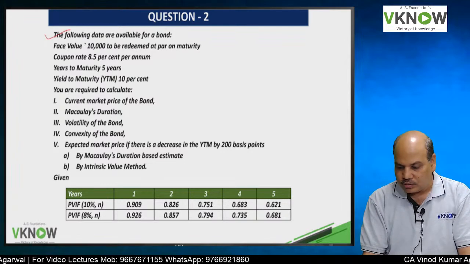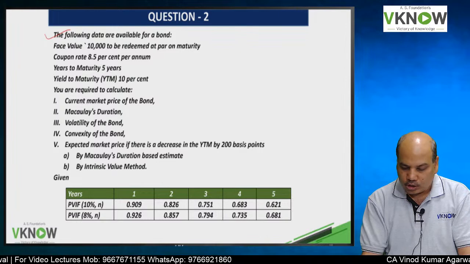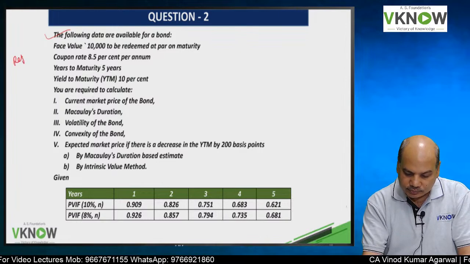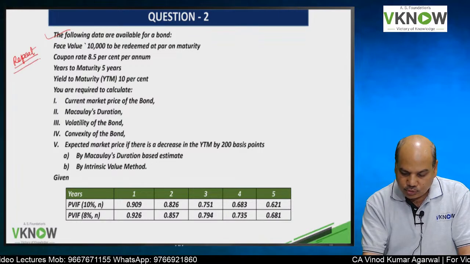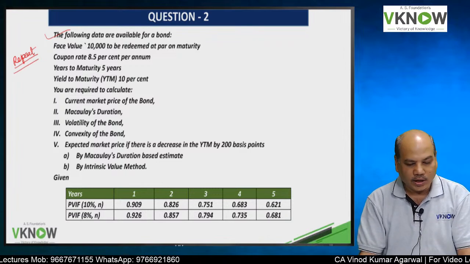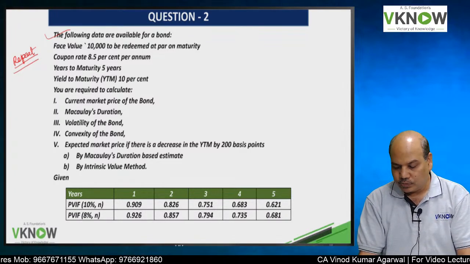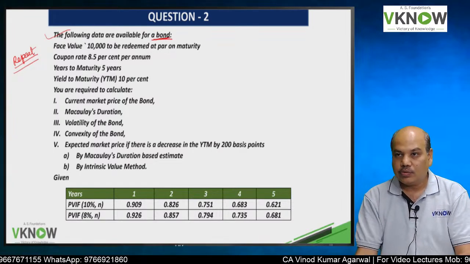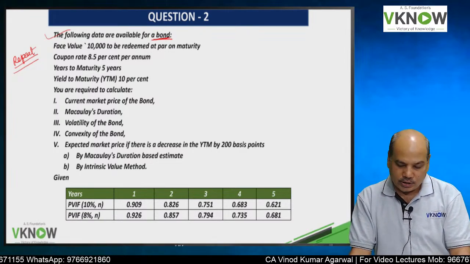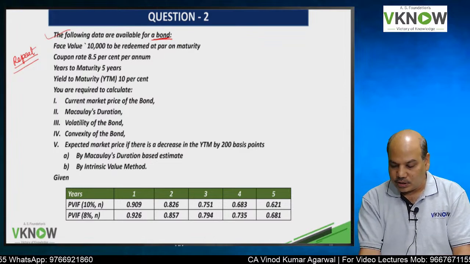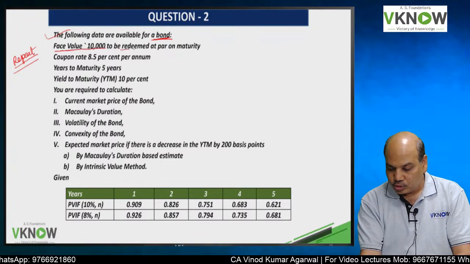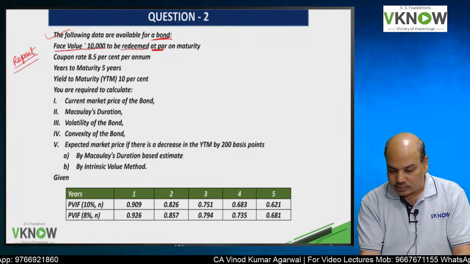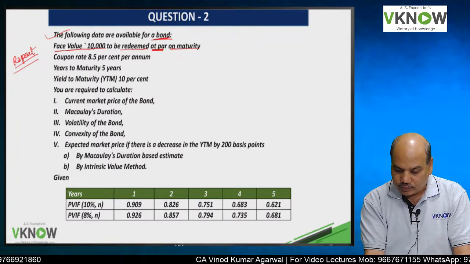Now we'll come to question number 2. Already repeated in the exam. So you will find this question has also been asked in the exam. Question number 2. Following data are available for a bond. So this is a question on bond valuation. Face value rupees 10,000, to be redeemed at par on maturity.